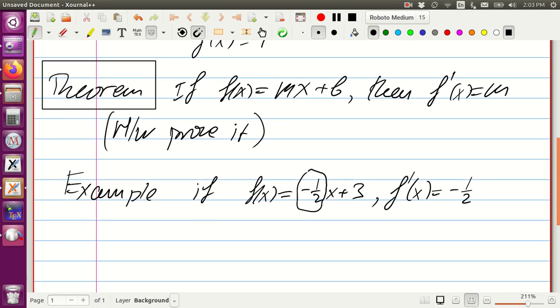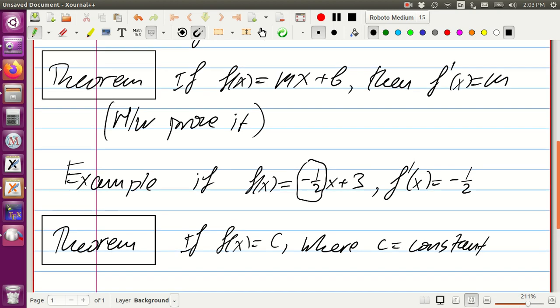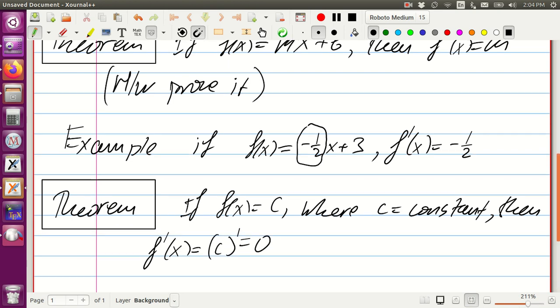So next rule is about constants. So what's going on if your function is a constant? If f of x is equal to c, where c is a constant, then the derivative of this function, the derivative of a constant, is going to be 0.